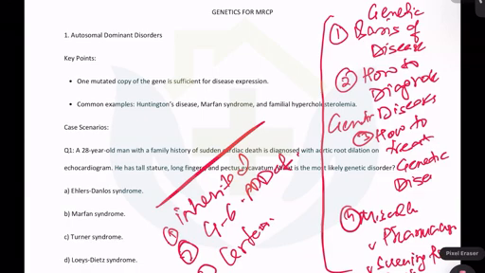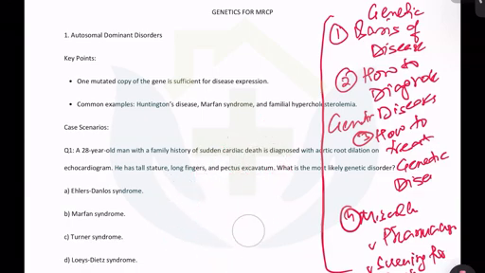Then comes diagnosis. Can anybody tell me how do you diagnose genetic diseases? Am I audible? All I'm asking is, if somebody can tell me how do you diagnose genetic diseases? You are preparing for the MRCP exam. You already have a certain amount of knowledge because all of you are doctors. So my question to all of you is, how do you diagnose genetic diseases? Anyone? Okay, so you will, yeah.